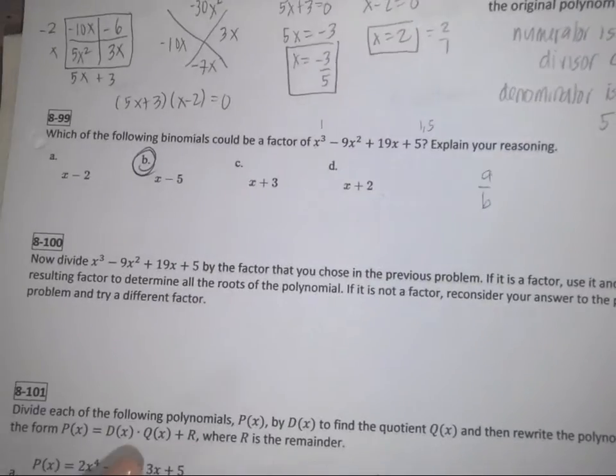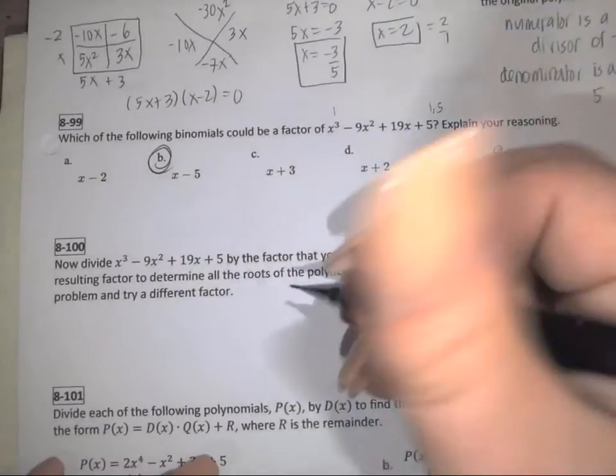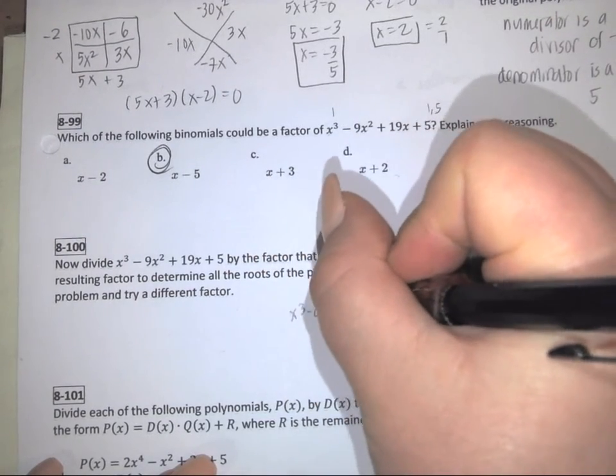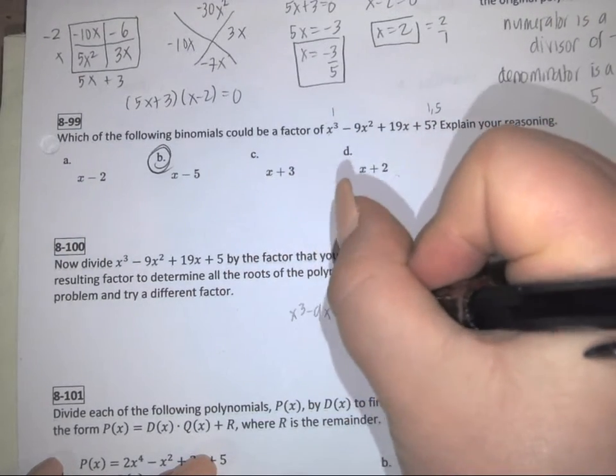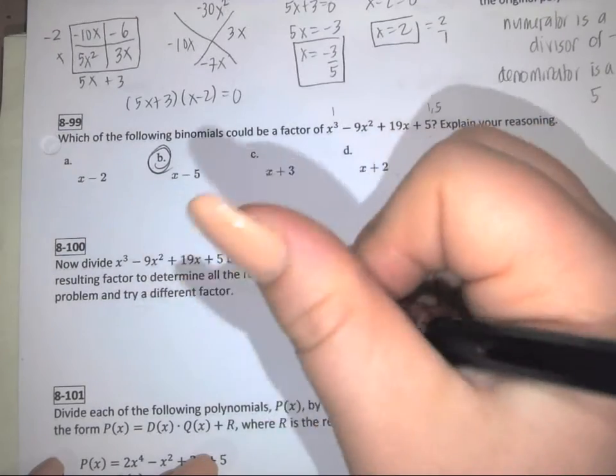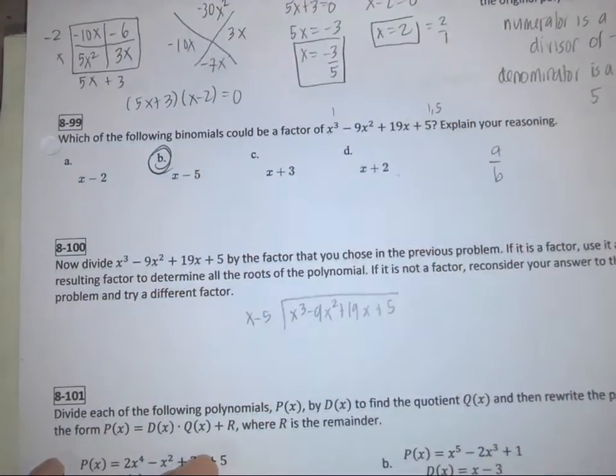Okay, so it says now divide x cubed minus 9x squared plus 19x plus 5 by the factor that you chose. So x cubed minus 9x squared plus 19x plus 5 divided by x minus 5.